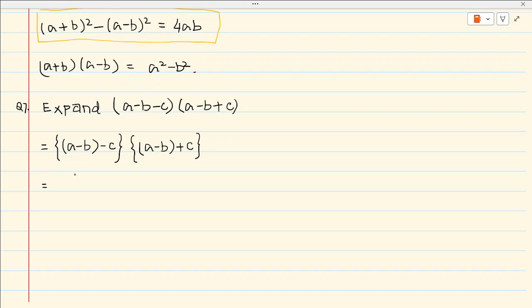It will become, what we can see, it is (a plus b)(a minus b). So this is a square minus b square, correct? And if we expand it, we will get a square plus b square minus 2ab plus c square. So this is our answer, correct?